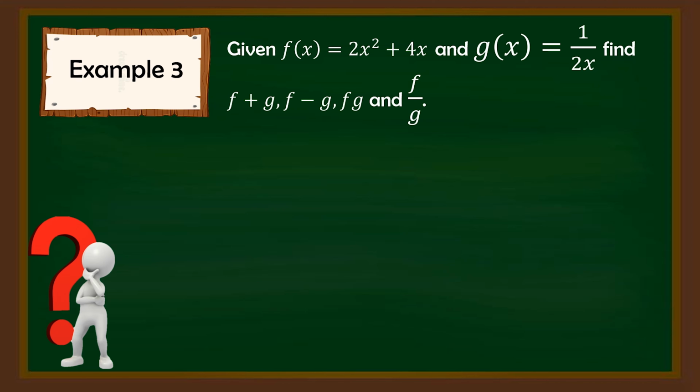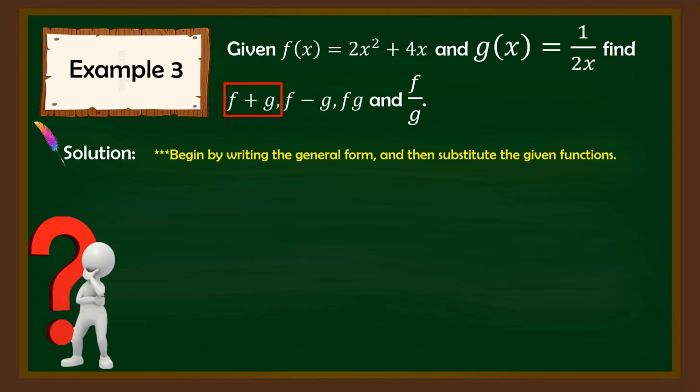Given f of x is equal to 2x squared plus 4x and g of x is equal to 1 over 2x. Find f plus g, f minus g, f times g, and f divided by g. First, we will add the two functions. For our solution, begin with writing the general form and then substitute the given functions. By that, f plus g of x is equal to f of x plus g of x. Substitute f of x by 2x squared plus 4x and g of x by 1 over 2x.